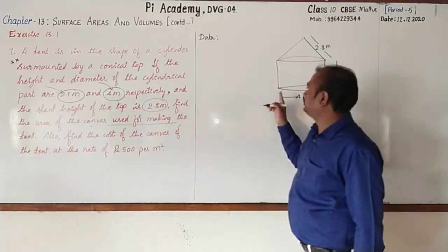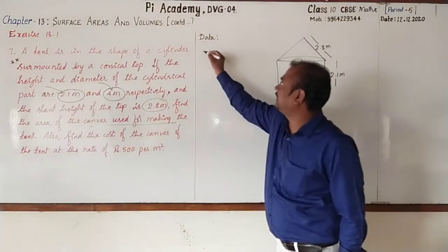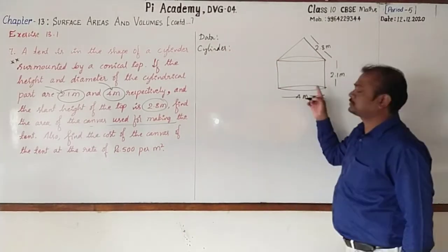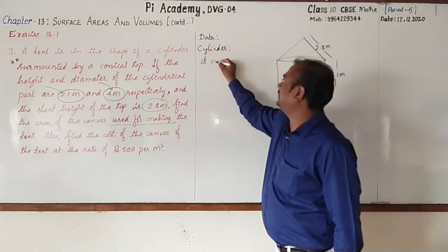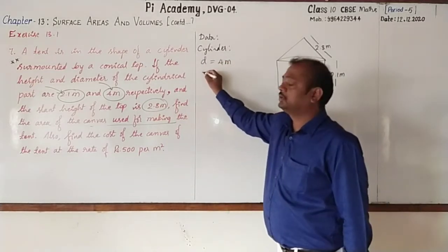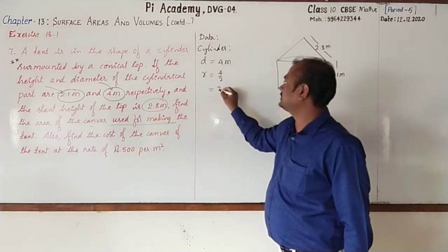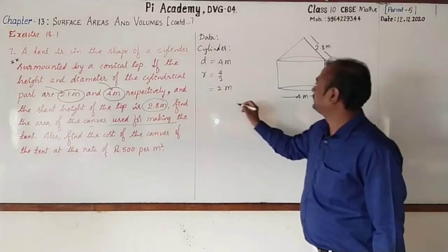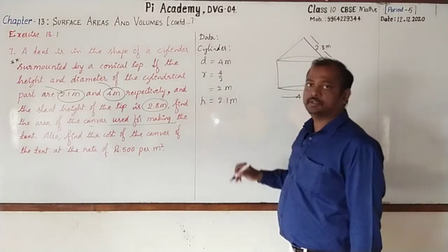Here they are given two solid shapes. One is a cylinder and the second one is a cone. First with respect to the cylinder, the diameter has been given. Diameter D is 4 meter. Then what will be the radius? It is half of this. This is 2 meter. Next, height has been given. It is h equal to 2.1 meter.